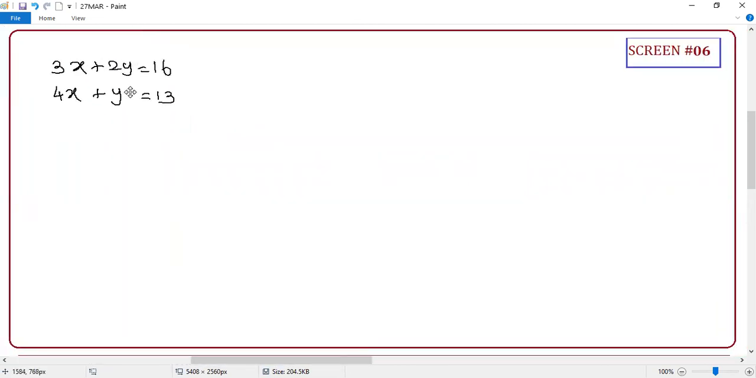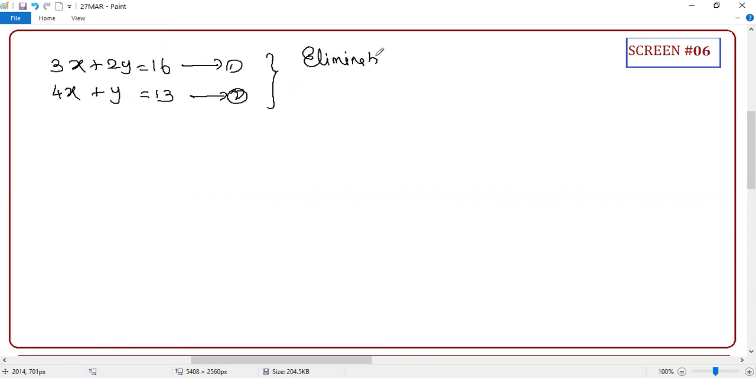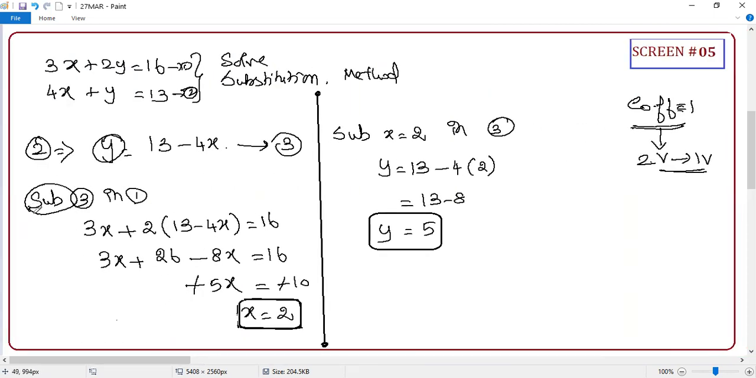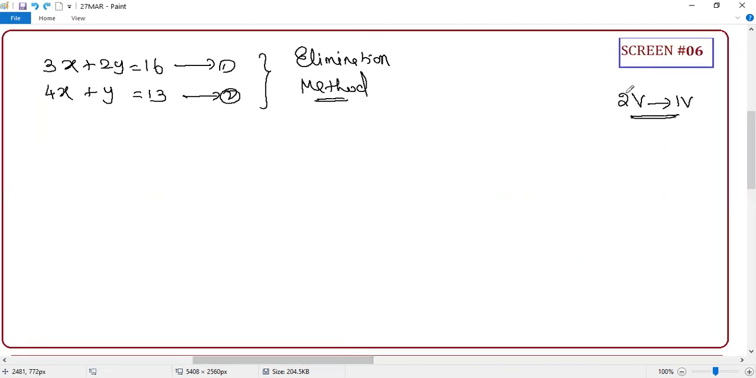Guys, very important, okay? Now you are going to solve this using the elimination method. What is the elimination method? So here also you are going to convert 2 variables to 1 variable. No doubt on that. But what method did you use to convert 2 variables to 1 variable earlier? You used the substitution method. But here you are going to do the same work using which method? Elimination method. It means I'm going to eliminate one variable.